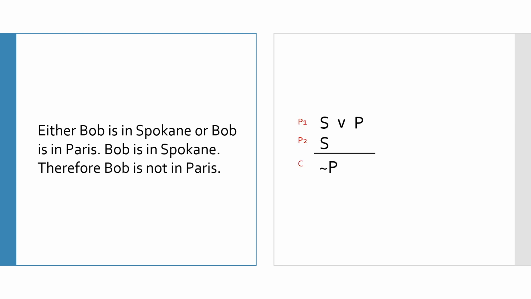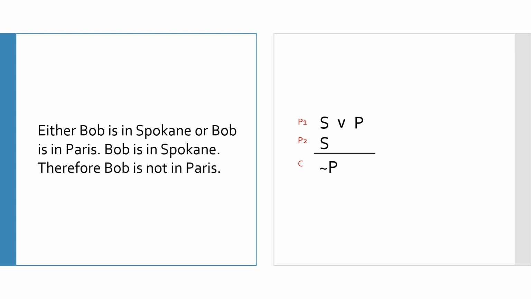In the first premise, we have simply our disjunctive statement, Bob is in Spokane or Bob is in Paris. The second premise affirms one of these two terms. It says it is the case that Bob is in Spokane, and the conclusion that's drawn from this is it can't be that Bob is in Paris. Now notice this has the form that we are just looking at. What we've done here is affirm in the second premise to deny, and we just said that that was logically fallacious, that this commits a fallacy of affirming a disjunct.